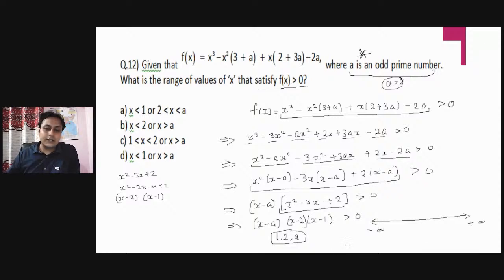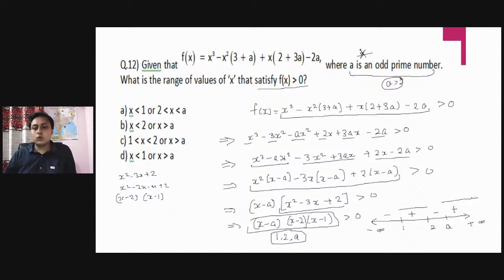Now we can easily put these three critical points on the number line: 1, 2, a. Apply the wavy curve: positive, negative, positive, negative. This expression should be greater than 0, so take the positive regions, that means 1 to 2, and a to infinity. So x belongs to 1 to 2, open interval at 1 and 2, because it should be greater than 0 only, not equal to 0. Union a to infinity, open at a, and infinity is always open.